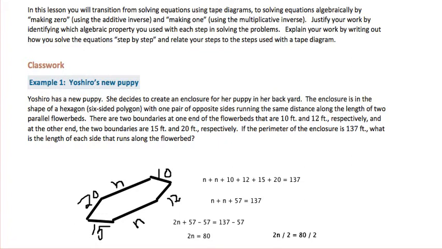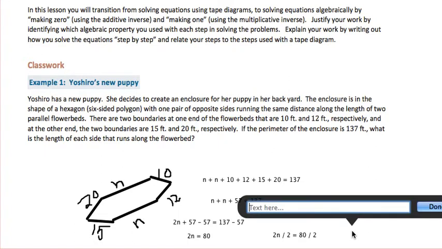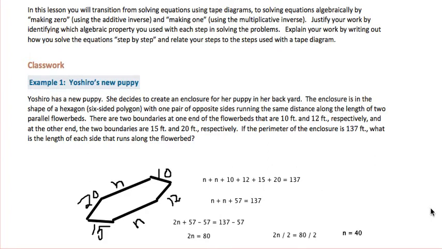And following along, using those properties of equality that we explored in Lesson 21, we find that we can subtract 57 on both sides, which leaves us with 2n equals 80, and then divide both sides by 2, which gives us n equals 40. So each parallel side is 40 feet.